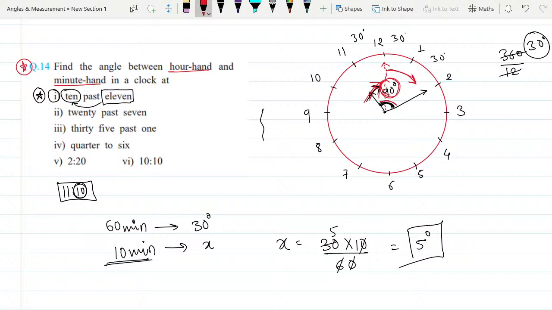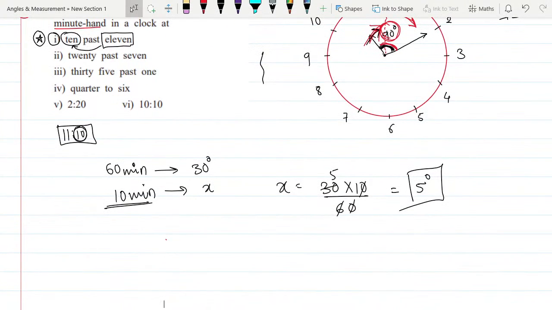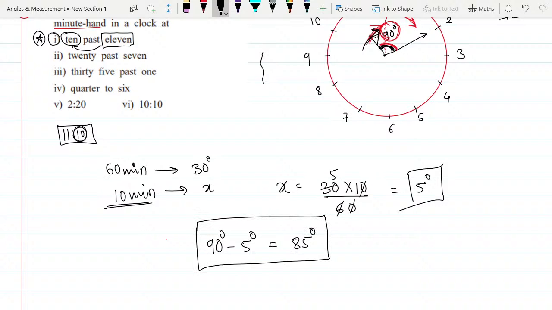Now how much angle is remaining in between these two? Yes, who will tell me how much angle is remaining now? What is the exact angle between these two? Earlier it was 90 between the two, but because the minute hand moved for 10 minutes, the hour hand shifted by 5 degree in the clockwise direction. So can I subtract those 5 degree from 90 degree? So I will get the answer as 85 degree. I hope you are getting this. Okay, so this is how we get the answer.